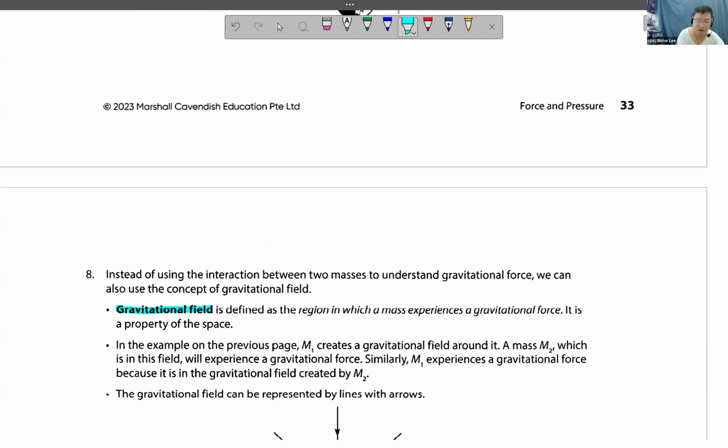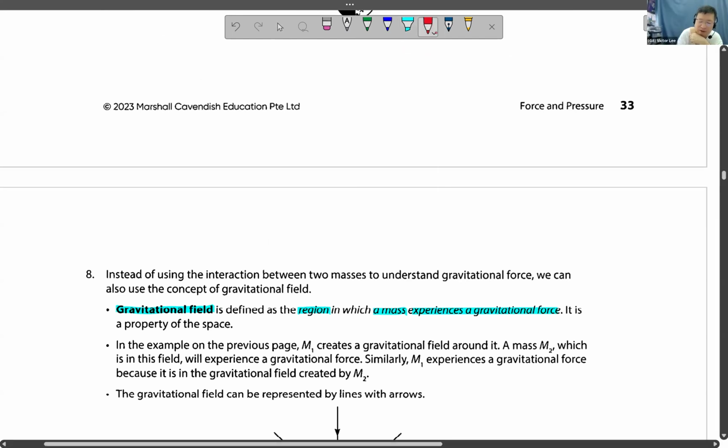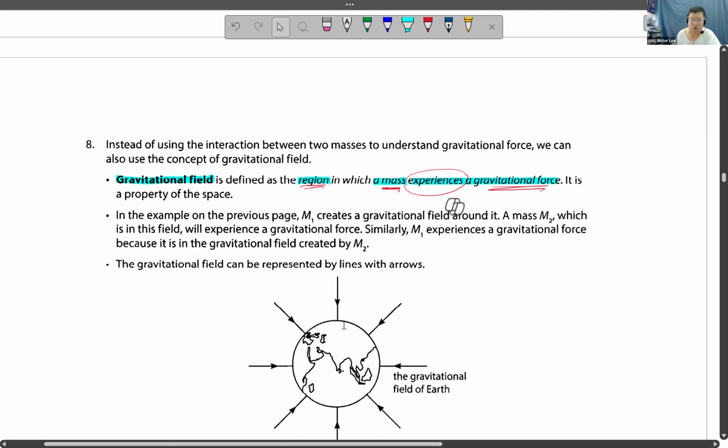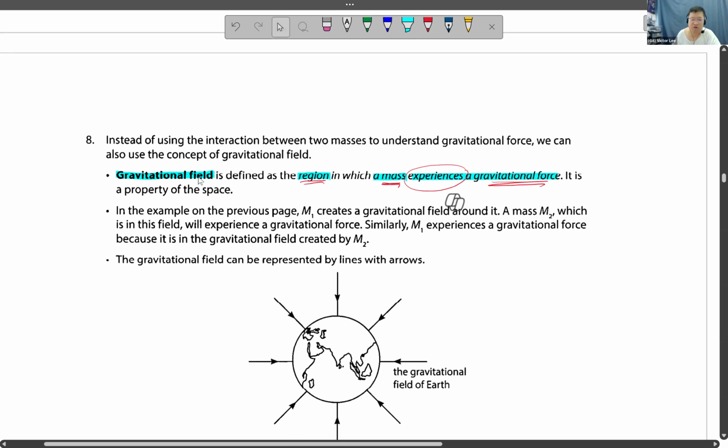So what's gravitational field? It is defined as a region in which a mass experiences gravitational force. This one I must remember. Let me just highlight the keyword. It's a region, a space, where as long as you got a mass, you experience a gravitational force, and that's called gravitational field strength. So the bigger the object, Earth is a huge object, so the gravitational field strength is very great. The gravitational field is very huge, and the strength is very great.